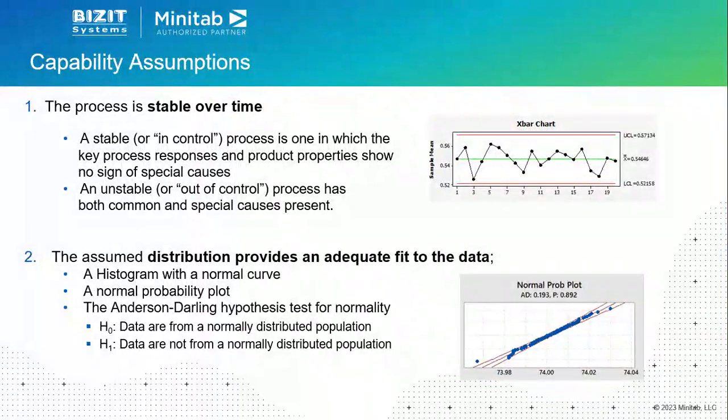So how do you know whether it is stable or not stable? You need to go back to your control chart. You need your control chart to see whether your process is stable and predictable. So go back to your control chart. And then the second part, you must assume your distribution fits.